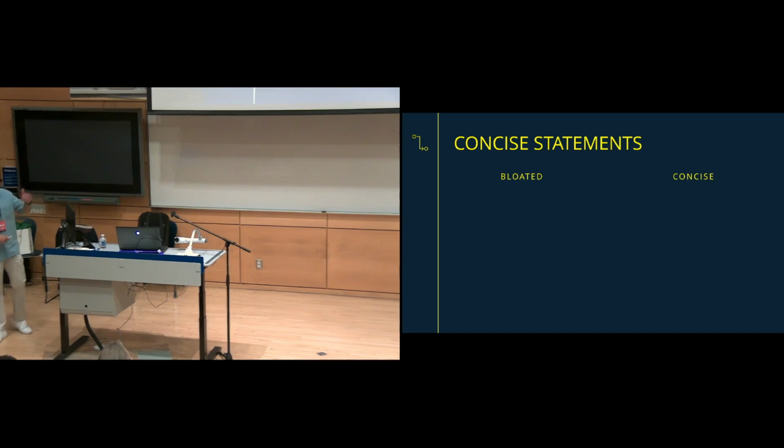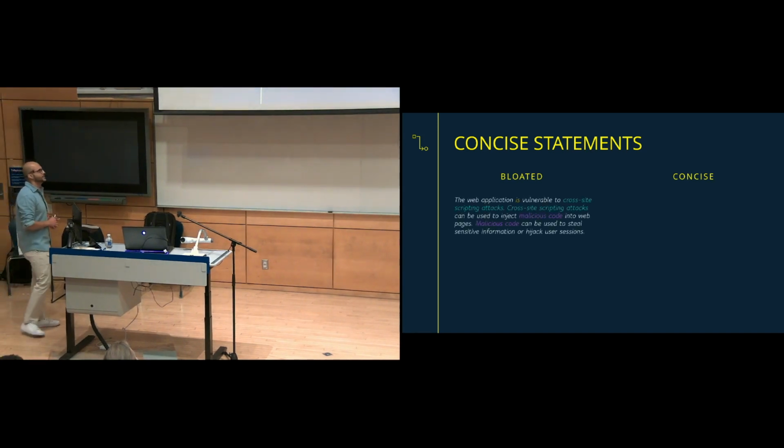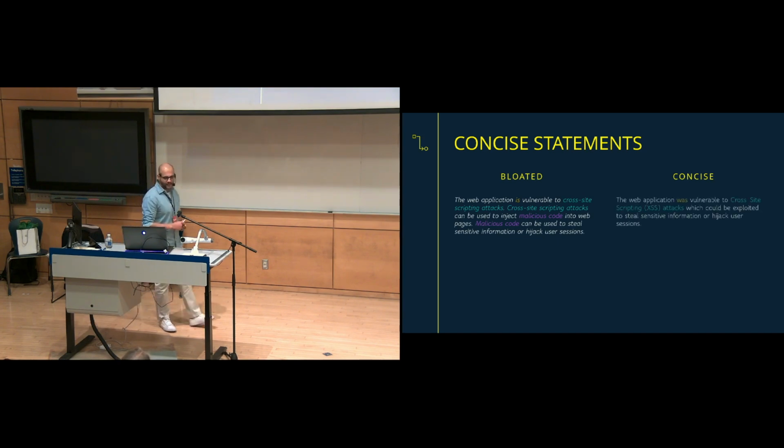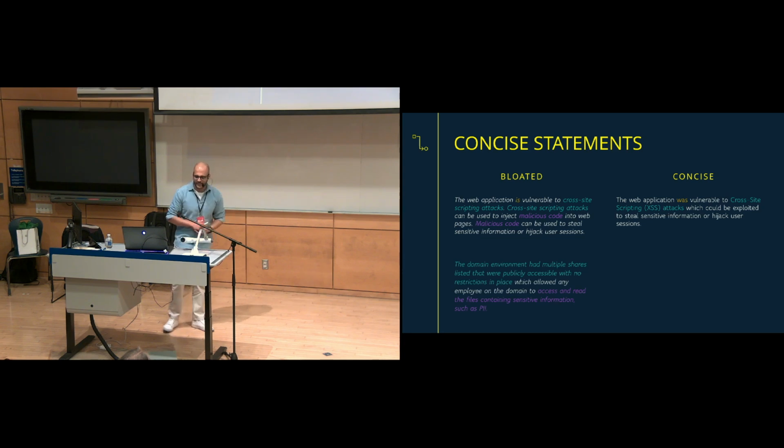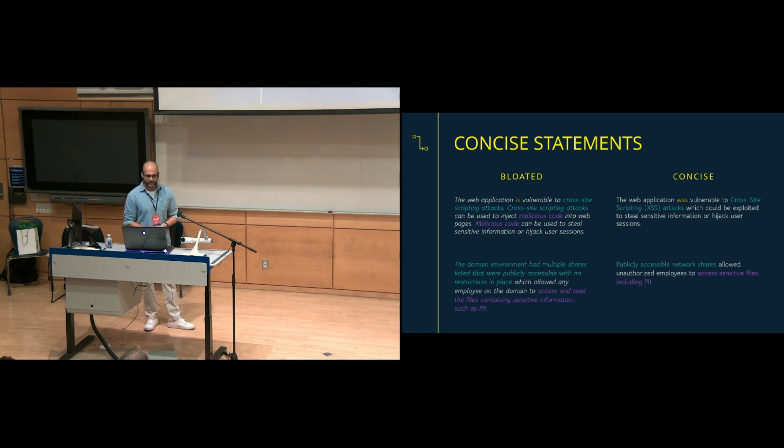So write to the point. Avoid using fluff. Avoid bloated statements. I know we love writing. We want to show the impact of a vulnerability, but keep the statements concise. Avoid using redundant words, as you can see in this example. The same message can be conveyed in a simple statement. Another example under the bloated statement, the same message again can be conveyed in a smaller statement. Right, so avoid the fluff.